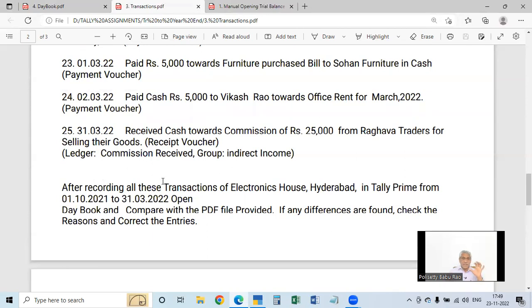So we have to take the date, Alt F2, 1/10/21 to 31/3/22. If we take that, we will get the day book for the period, only day book to see the transactions. And after that, the trial balance, everything we will see. All these will be taken for the whole year. Okay.